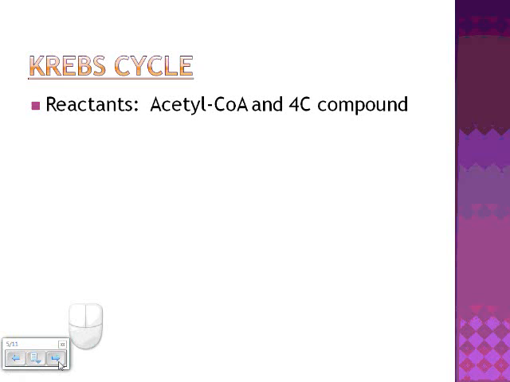Then we're going to move on to the Krebs cycle. So now we've ended with 2 acetyl-CoAs. Those acetyl-CoAs are going to move on. Remember, CoA is bringing the acetyl on to the next step, which is the Krebs cycle. So what's going in are the acetyl-CoAs and something called a 4-carbon compound.